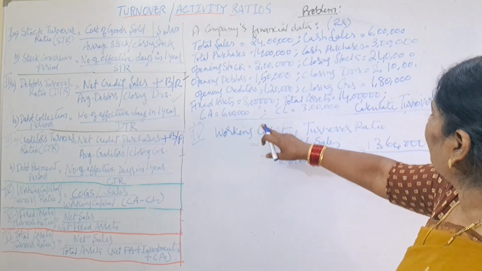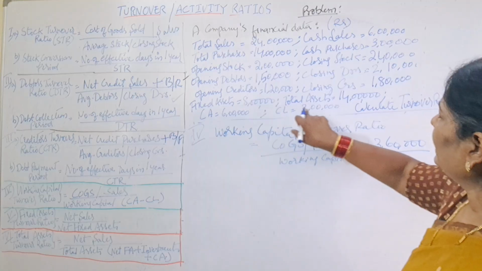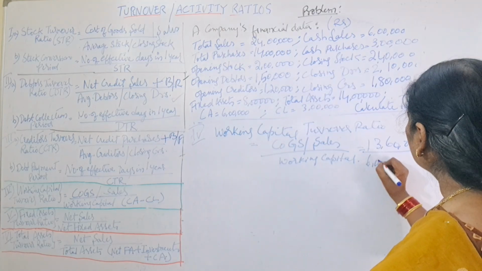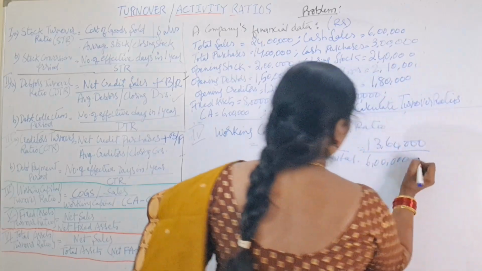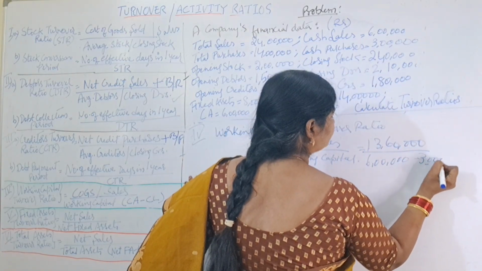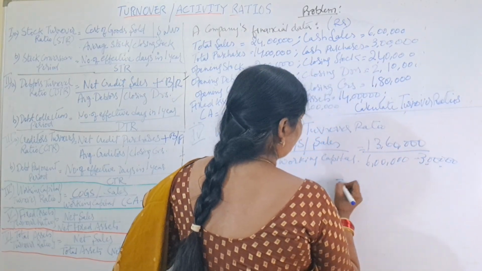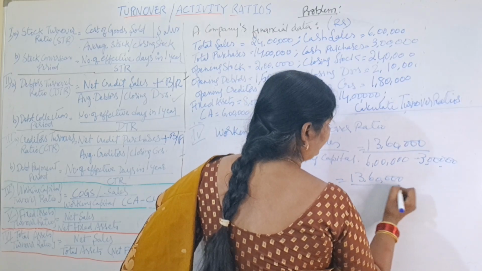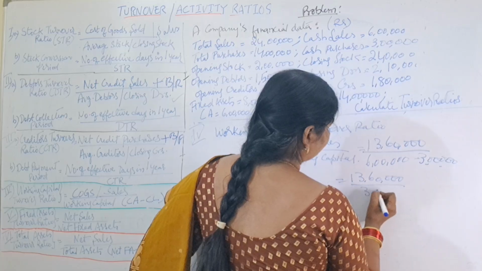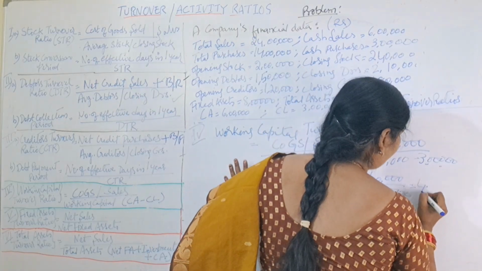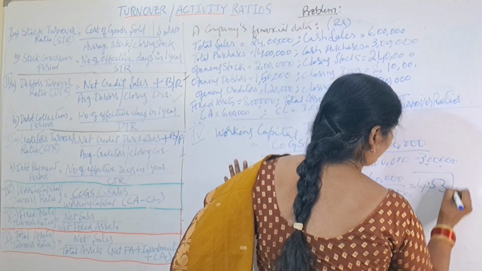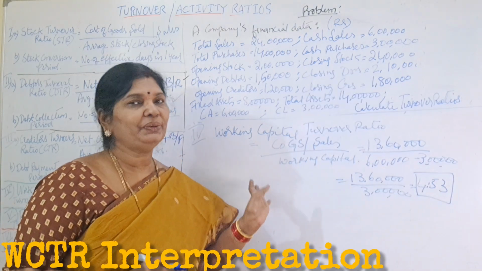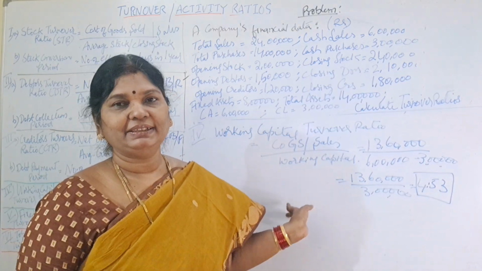So what is our current assets value? 6 lakhs, and the current liabilities value is 3 lakhs. So here we will write 6 lakhs minus 3 lakhs, right? That means 13 lakhs 60,000 divided by 3 lakhs, which is 4.53 times. With this, you can say that the firm is effectively using its working capital.